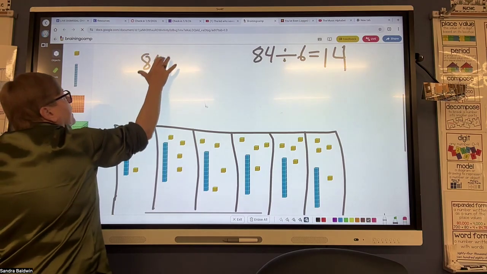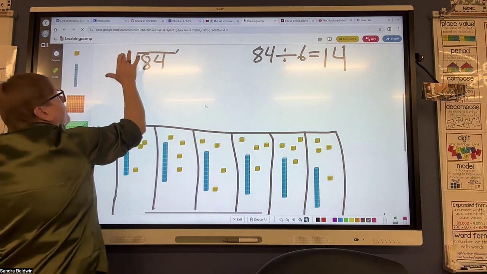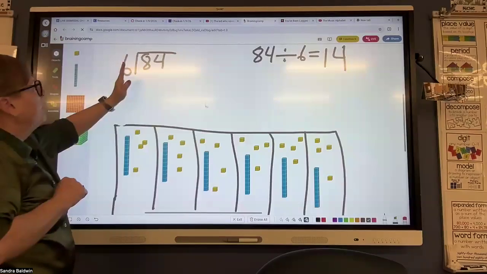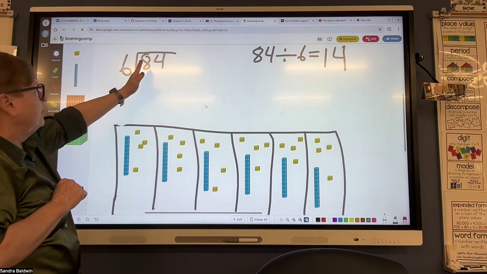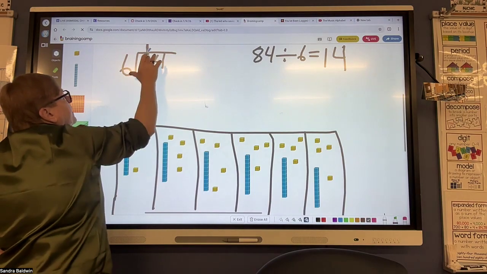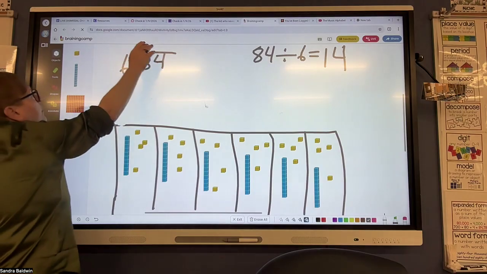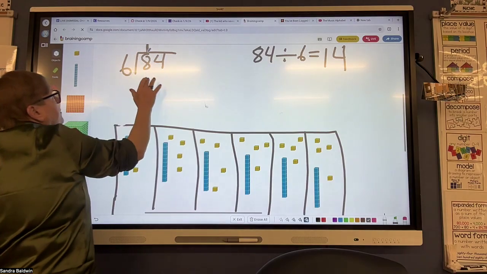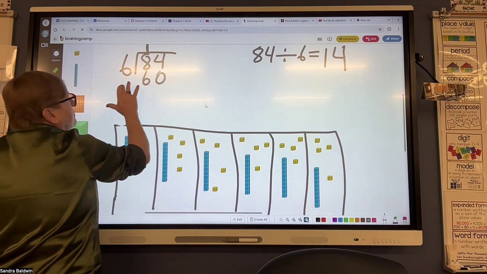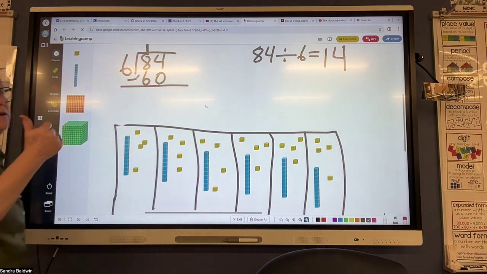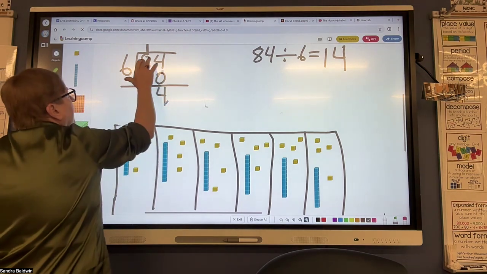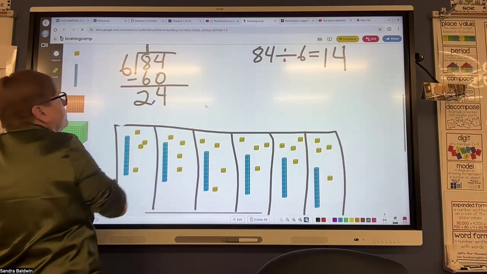84 divided by 6. Okay, then I'm going to say, all right, how many groups of 6 will fit inside my 8 that's in the tens place? Well, one group of 6 will fit in 8. So I divide, now I'm going to multiply. 1 times 6 equals 6. I'll put my 6 there. I'm going to fill in with a 0. Then I subtract. I divide, multiply, subtract. 4 minus 0, 4. 8 minus 6, 2.